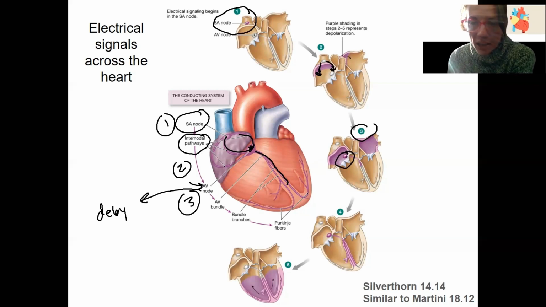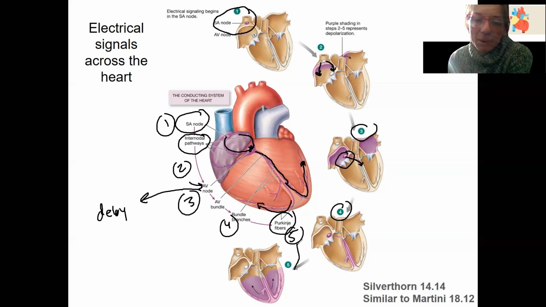Continuing this pathway down, there's this AV bundle that's in between the atria and ventricles right here, and then the bundle branches. Here's the signal traveling down these bundle branches that are in the interventricular septum. Remember that term? The divider between the two ventricles. That's where the action potential travels, and then it comes back up this way. Back up this way is the Purkinje fibers. So that's what's happening here.